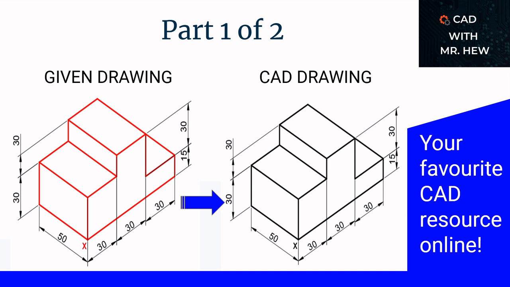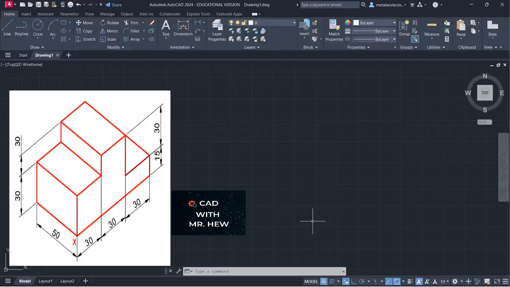In today, you're joining us for two videos. The first video will start the isometric drawing, and in the second video we'll be completing the drawing by adding the dimensions and finishing the drawing in its entirety. We'll be starting the video now.